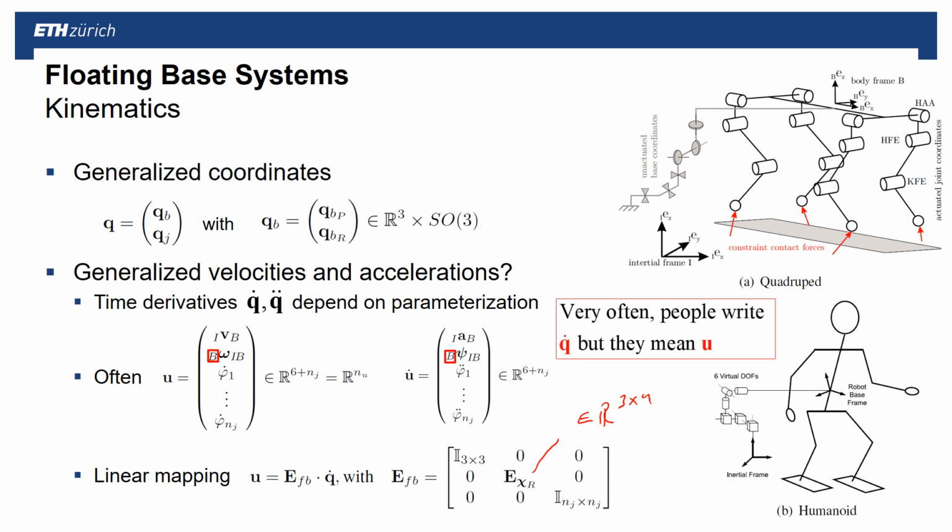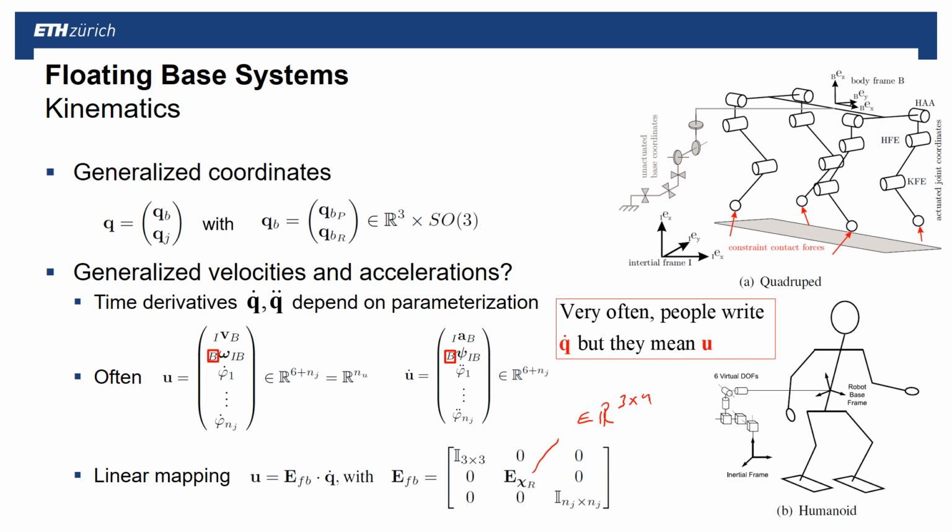Now, important thing is that while this should be clear for you, bear in mind that very often people just write q dot, but they mean u. So if you see a paper and people write the equations of motion of a floating base system, they very often just write q dot, but what they mean is u. And also in my formulation, I will not always be extremely strict with that.